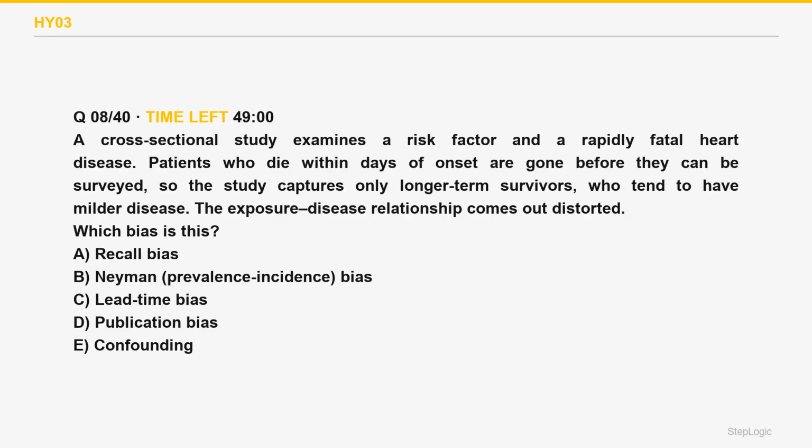Which bias is this? A cross-sectional study examines a risk factor and a rapidly fatal heart disease. Patients who die within days of onset are gone before they can be surveyed, so the study captures only longer-term survivors, who tend to have milder disease. The exposure-disease relationship comes out distorted. Read the command. The bias from studying only survivors. Fast deaths drop out before enrollment.